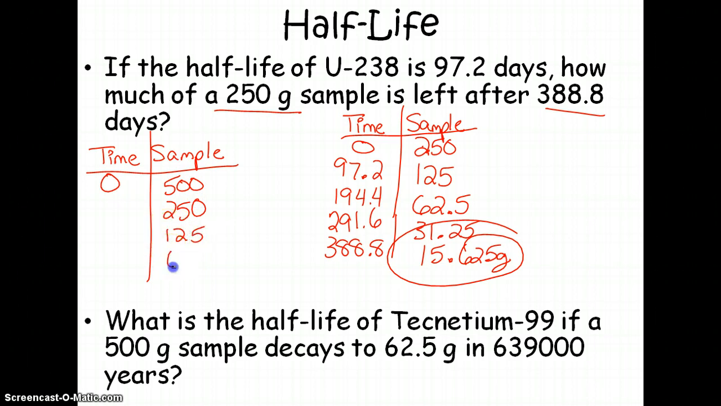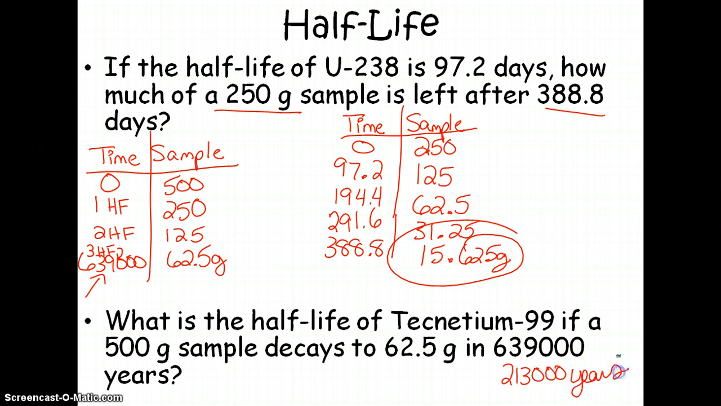So if we keep cutting in half, we see we reach 62.5 grams after not very long. Now we know that the amount of time that has lapsed has been that many years. So we've had 1 half-life, 2 half-lives, and then this would represent the 3rd half-life right here. So basically take this number, divide it by 3, and that'll give you the half-life. 639,000 divided by 3 gives us 213,000 years. And that's all you've got to do there.